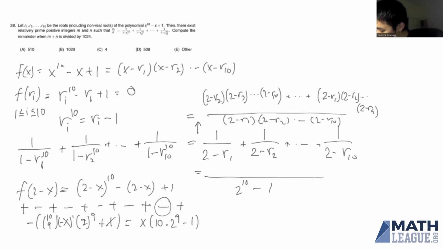And so our coefficient is basically 10 is 2 times 5. So that's 5 times 2 to the 10th minus 1. Note that 5 times 2 to the 10th minus 1 over 2 to the 10th minus 1 is both numerator and denominator relatively prime to each other.